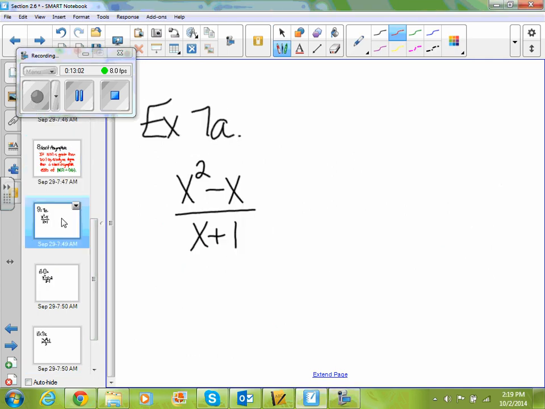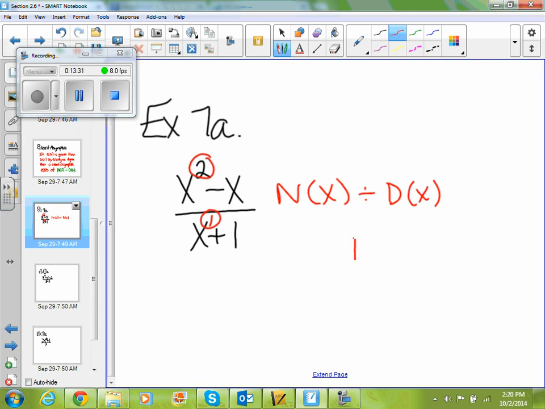So let's look at finding our slant asymptote of the function x squared minus x divided by x plus 1. We notice that the degree of my numerator is 2, the degree of my denominator is 1. So this does have a slant asymptote because 2 is exactly 1 more than 1. And we know that our slant asymptote is then when n of x is divided by d of x.